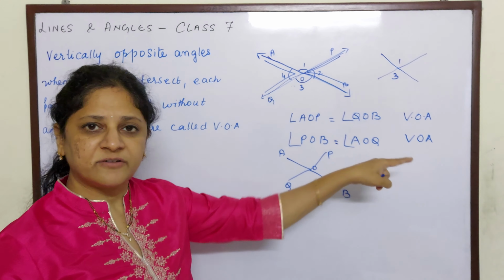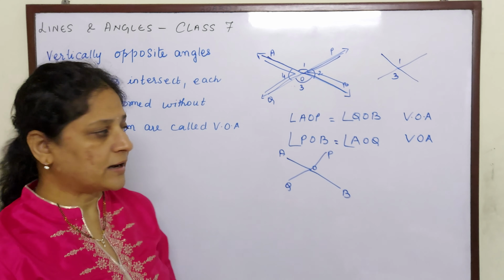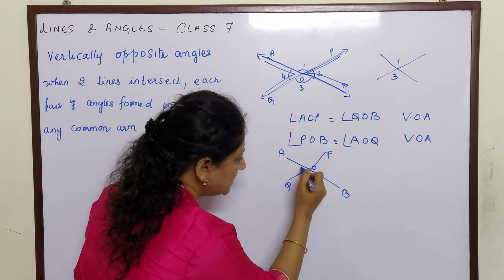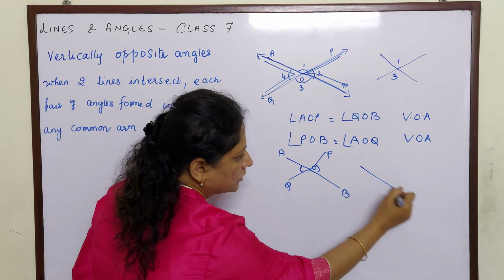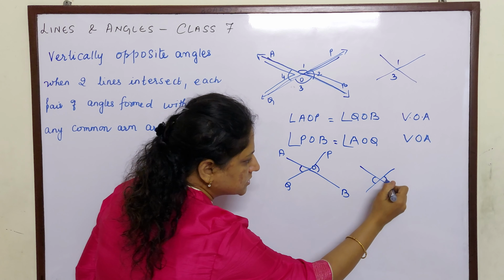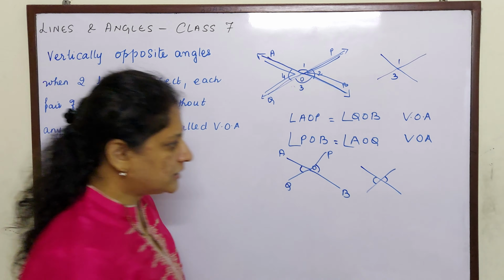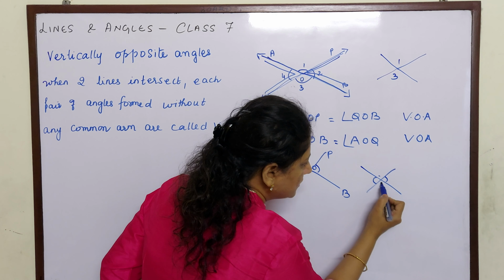Other alphabets are different. That means they do not share a common arm, but they are opposite. You can see this is opposite. Like in a cross multiplication, this is opposite to this. So that is vertically opposite angle. This is equal to this.